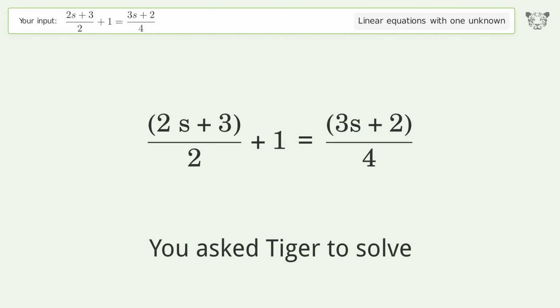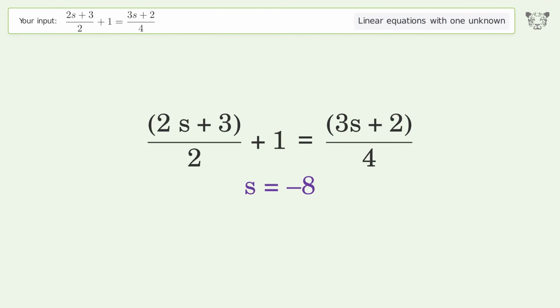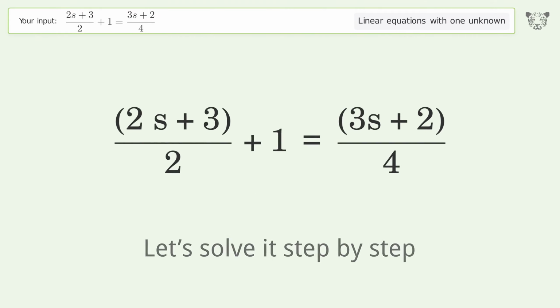You ask Tiger to solve. This deals with linear equations with one unknown. The final result is s equals -8. Let's solve it step by step.